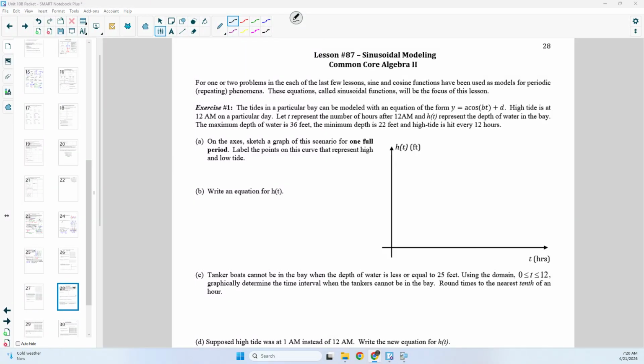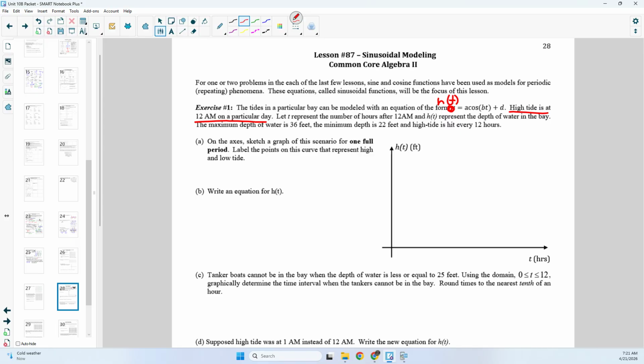So our first question says the tides in a particular bay can be modeled with an equation y equals a cosine bt plus d. High tide is at 12 a.m. on a particular day. Let T represent the number of hours after 12 a.m. and H of T, so this should really say H of T here, represent the depth of water in the bay. The maximum depth is 36, the minimum depth is 22, and high tide is hit every 12 hours. So we have a lot of good information.